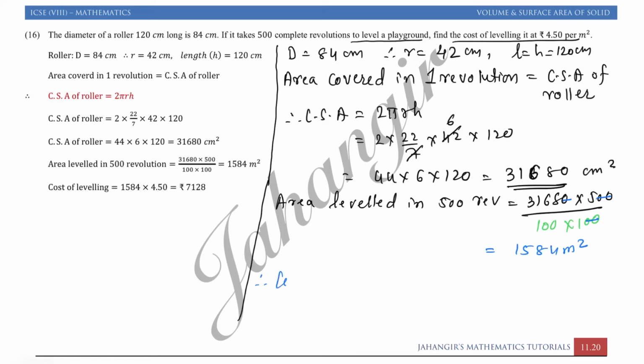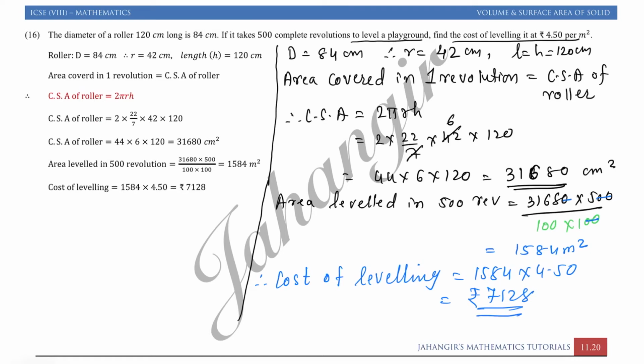Now we will write cost of leveling is equal to 1584 into 4.50. Just we will multiply, cost is equal to rupees 7128. This is just a simple question. Whenever they say leveling, it comes under the curved surface area. If you just roll this roller, whatever curved surface area is, that same area will be leveled on the ground.